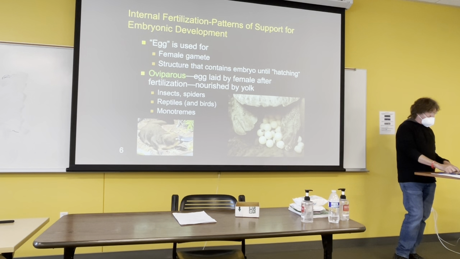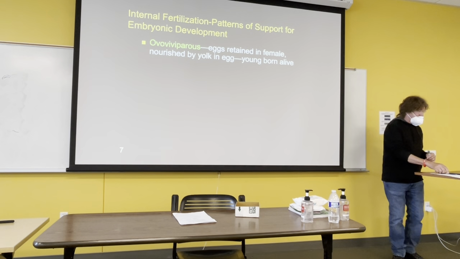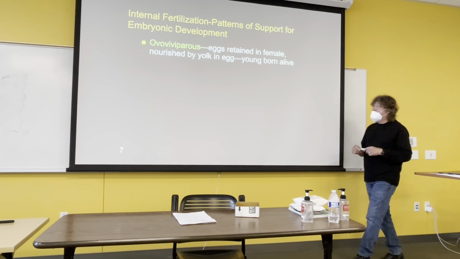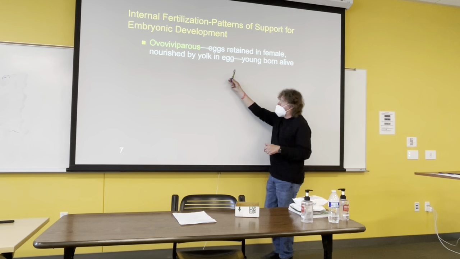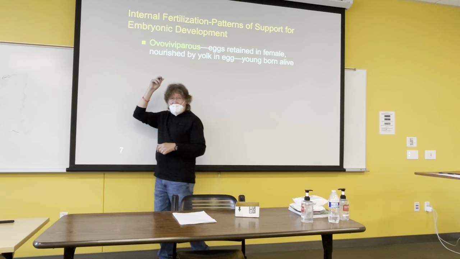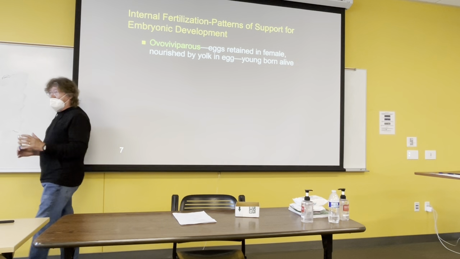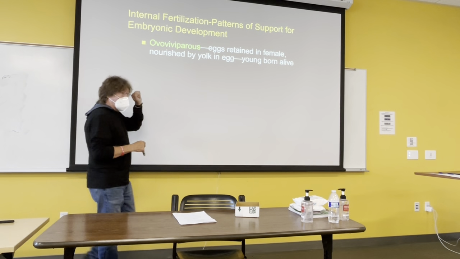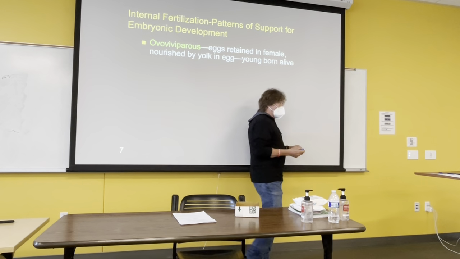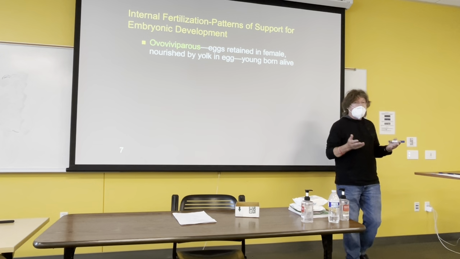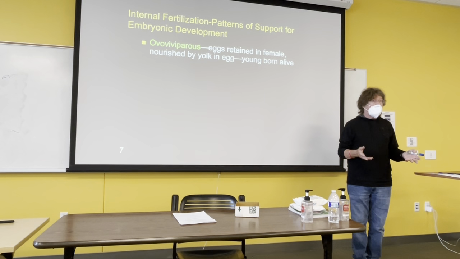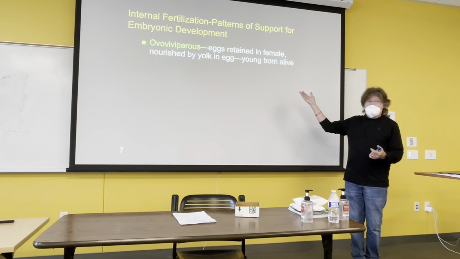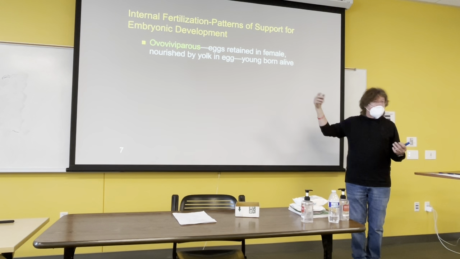Another pattern, besides oviparous, is something in between, called ovoviviparous. In this case, all the nutrients are still provided by yolk inside of the egg. So once the egg has been fertilized, there's no exchange of materials between the mother and the embryo. However, they retain the egg inside of the uterus until it hatches. And then the young are born live. They crawl out of the vagina not as an embryo, but as a young animal.